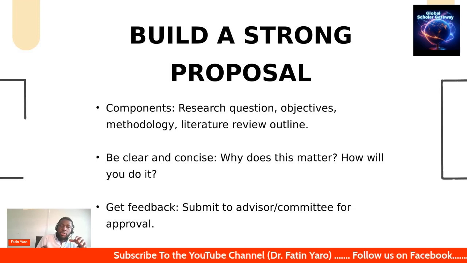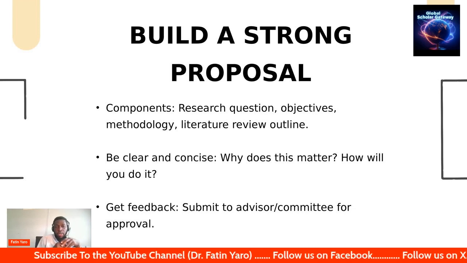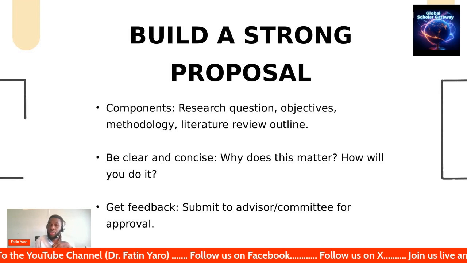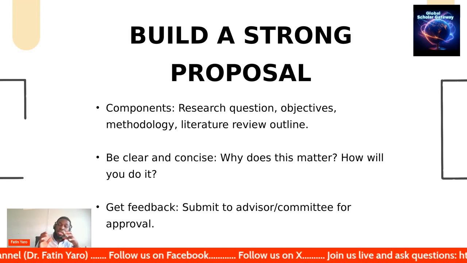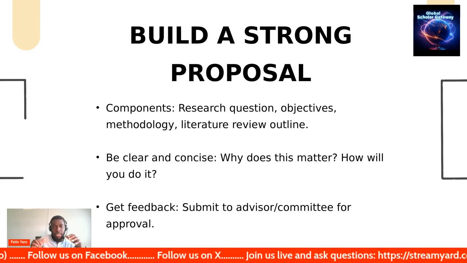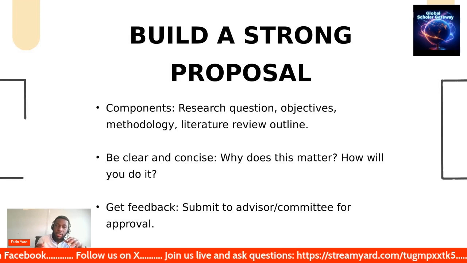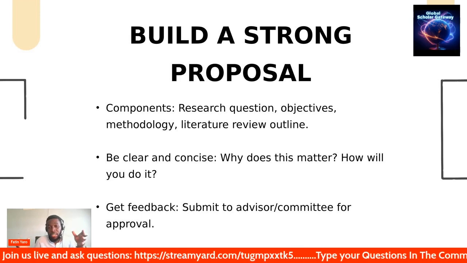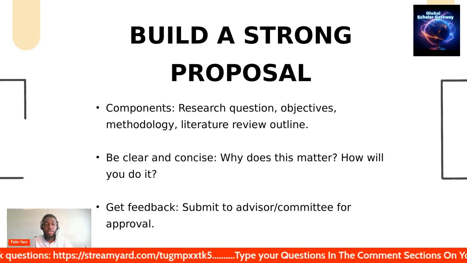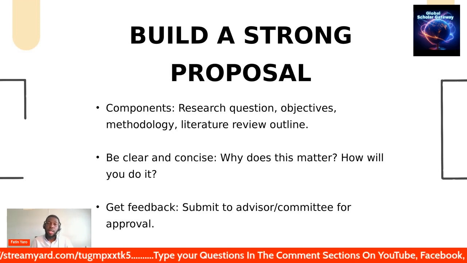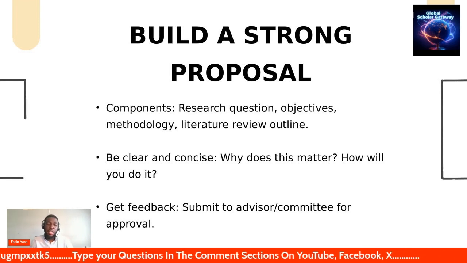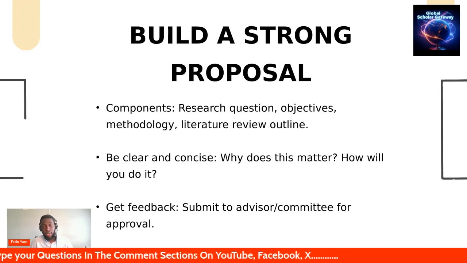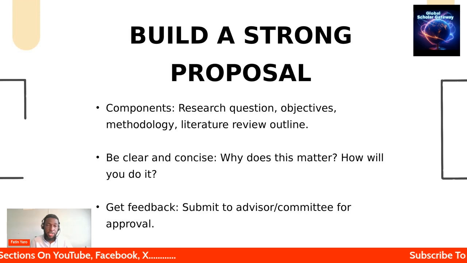And some of the components of a proposal include your research questions. You need to clearly come up with the questions that you intend to investigate. What are some of the objectives of your research? What is the methodology that is going to be used to conduct your research? And you also need to have at least an outline of your literature review. What are some of the key topics that you're going to address in your literature review?